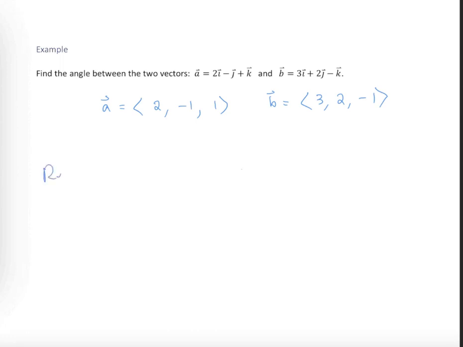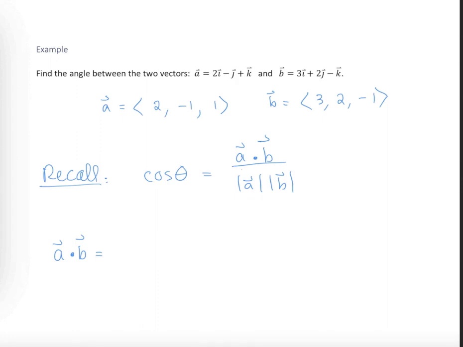So let's recall the theorem that gives us the angle in between two vectors, which is that the cosine of the angle in between is given by the dot product, A dot B, divided by mag A, mag B, magnitude A, magnitude B. And so we need to find all three of these quantities. So we'll start off by finding the dot product between two vectors.